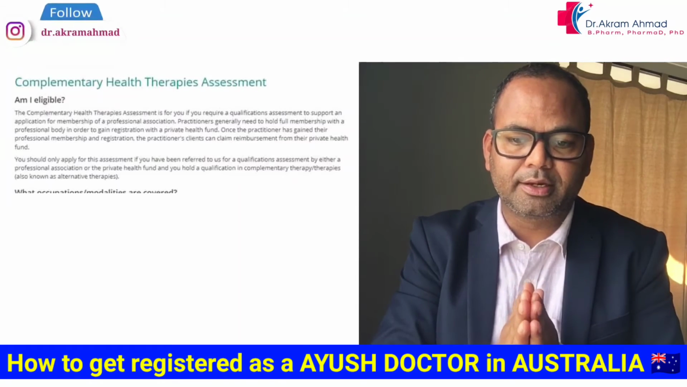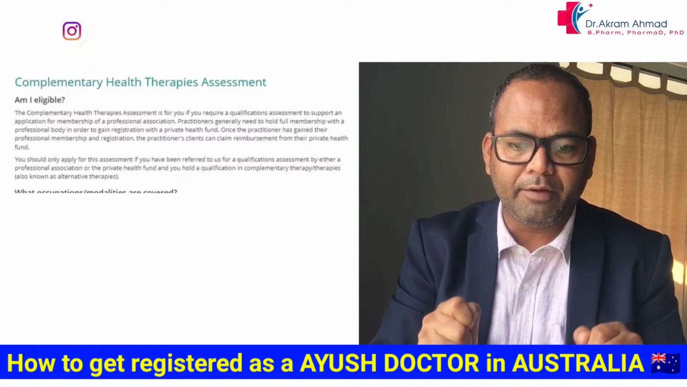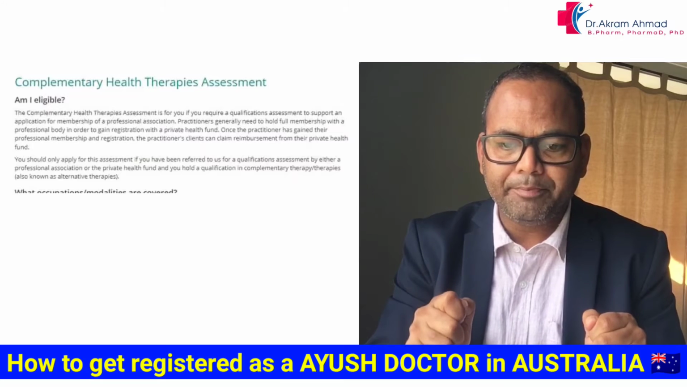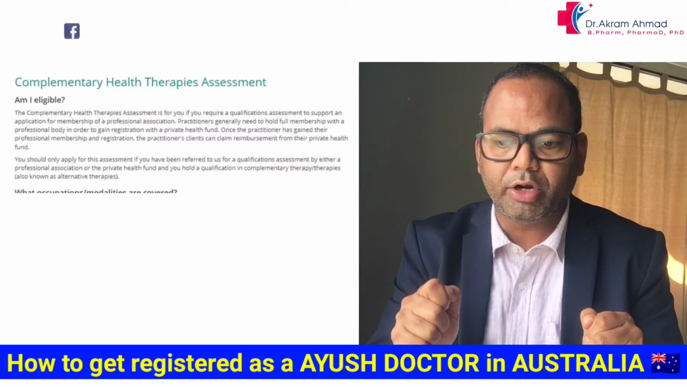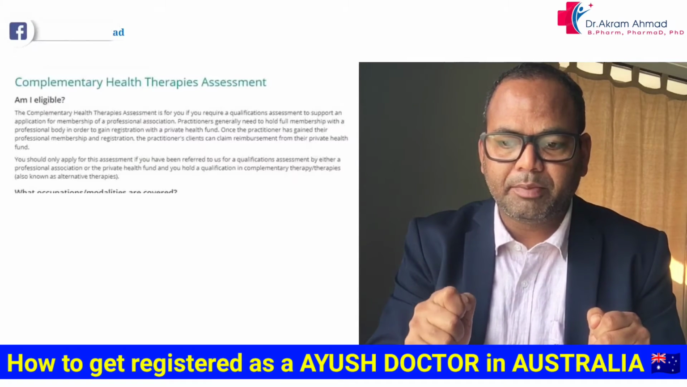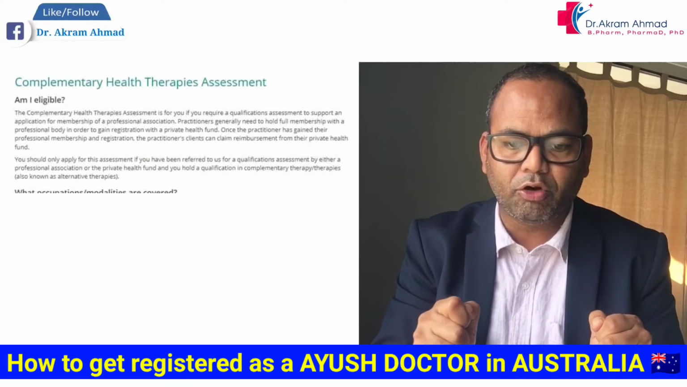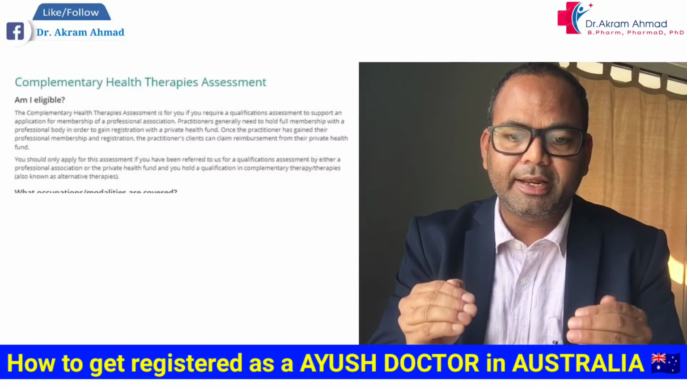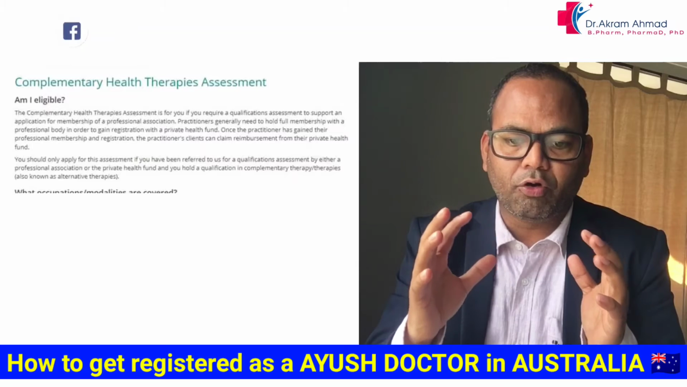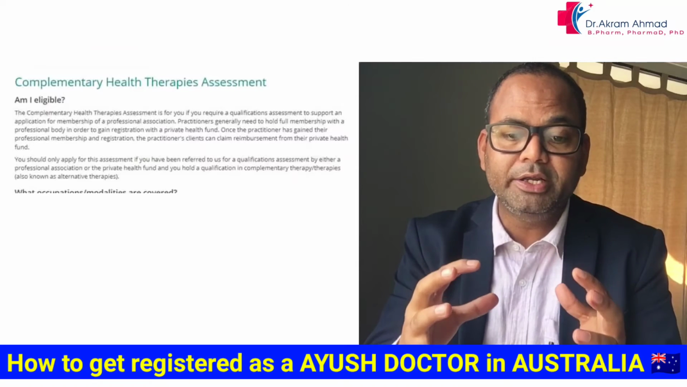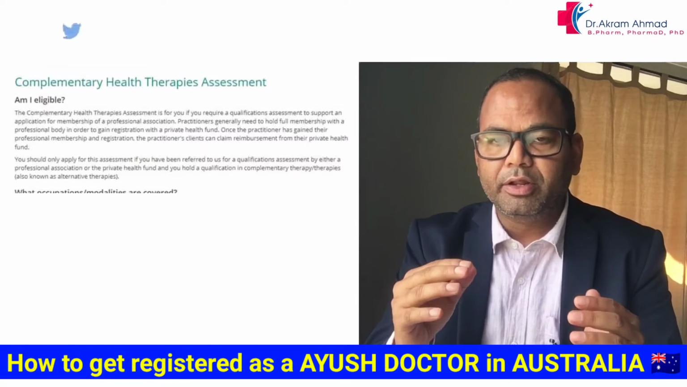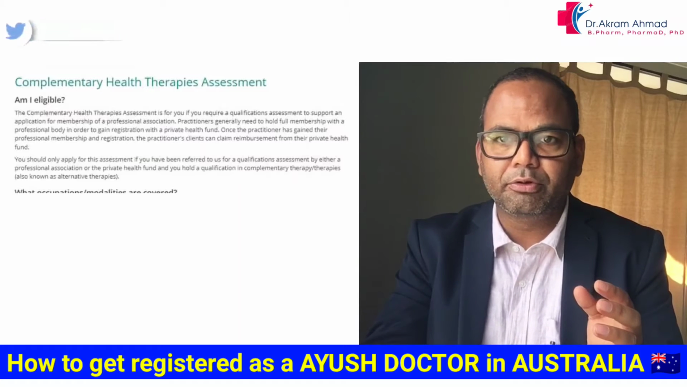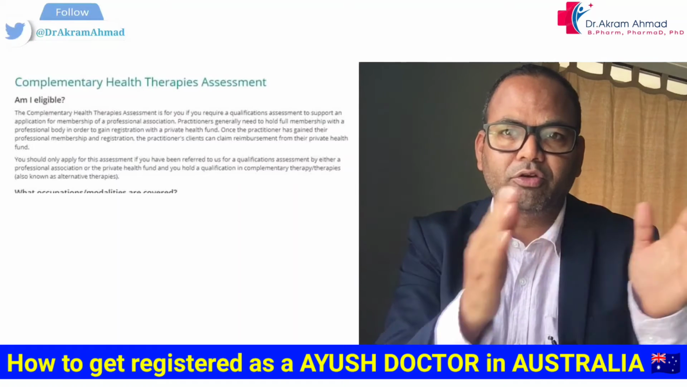But there is a problem in skill assessment. In the skill assessment, they're saying that you should only apply for the skill assessment if you have been referred to us for a qualification assessment by either a professional association or private health insurance. मतलब ये कह रहे हैं, basically you can request skill assessment only once any association gives you a go-ahead to go for skill assessment.